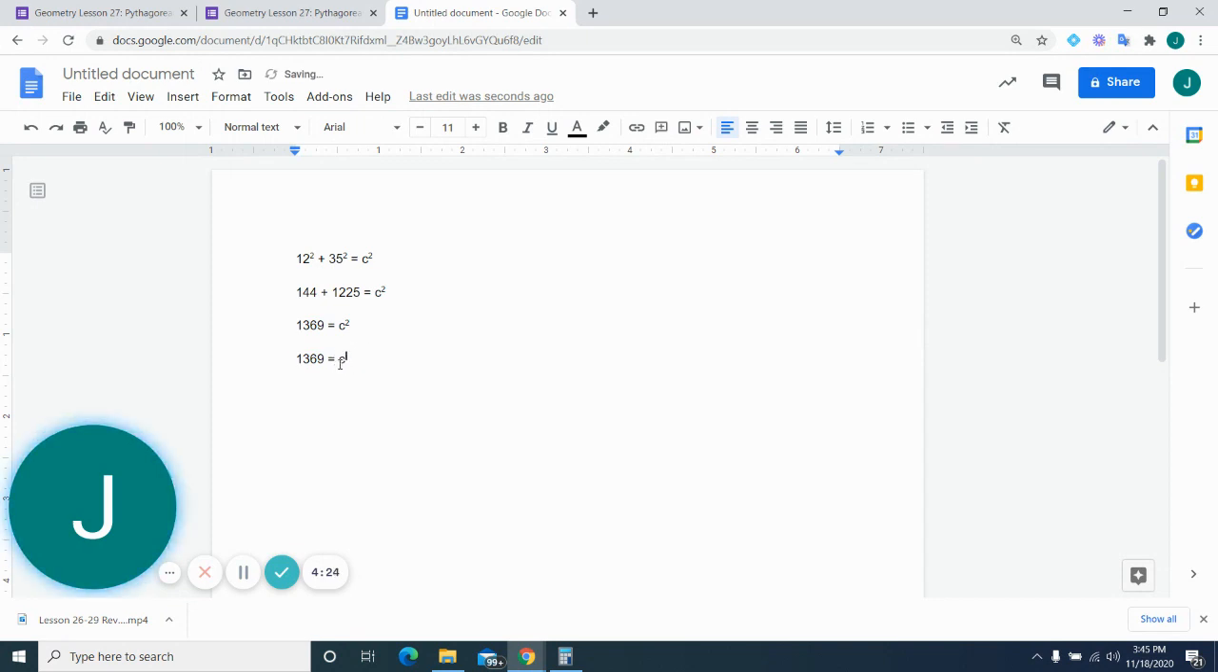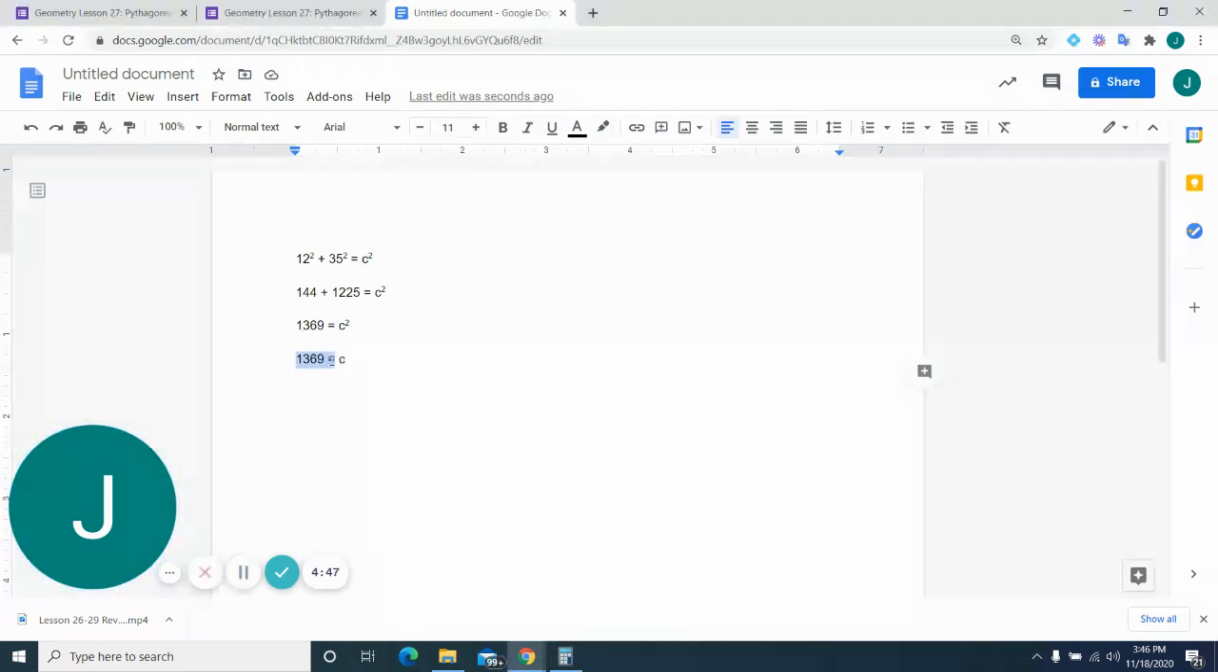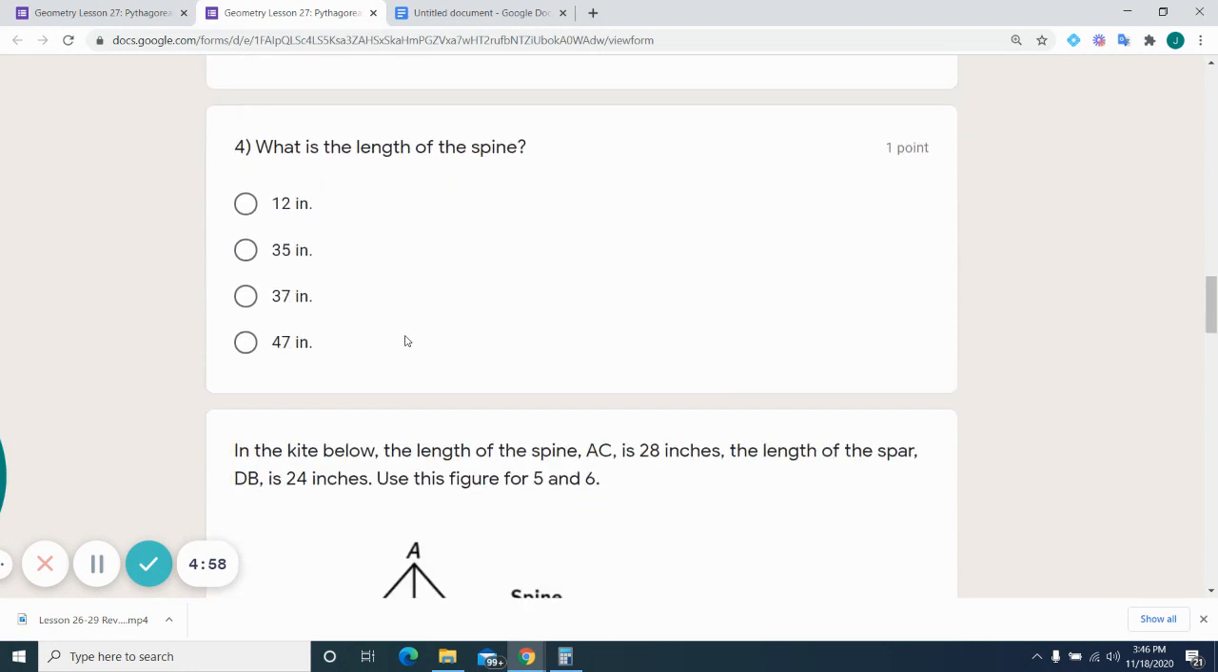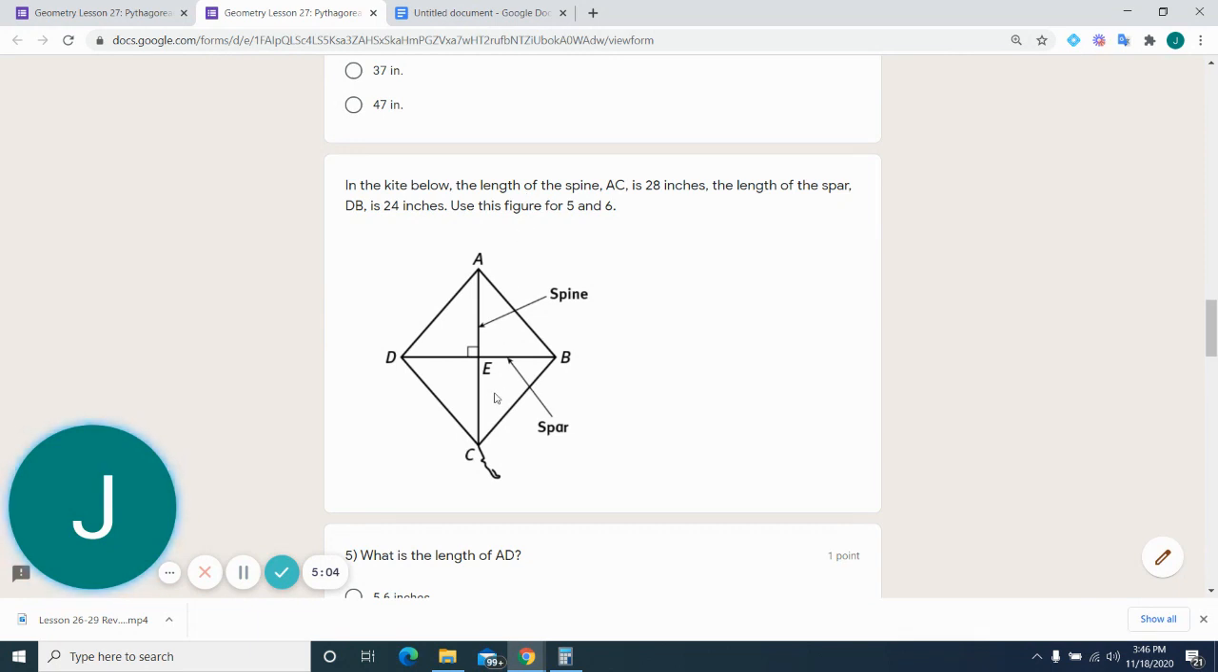If you take the square root of the right side, now you just have c, but now you have to do the square root of this to get your new answer. So this will do the square root of 1369. You might take this and type in 1369, but do the square root of both sides, and now you have 37. So the final answer is 37. Basically, you square them, add them, and then do the square root of both sides. So we end up with 37. All right. Now we look at this, the spine.